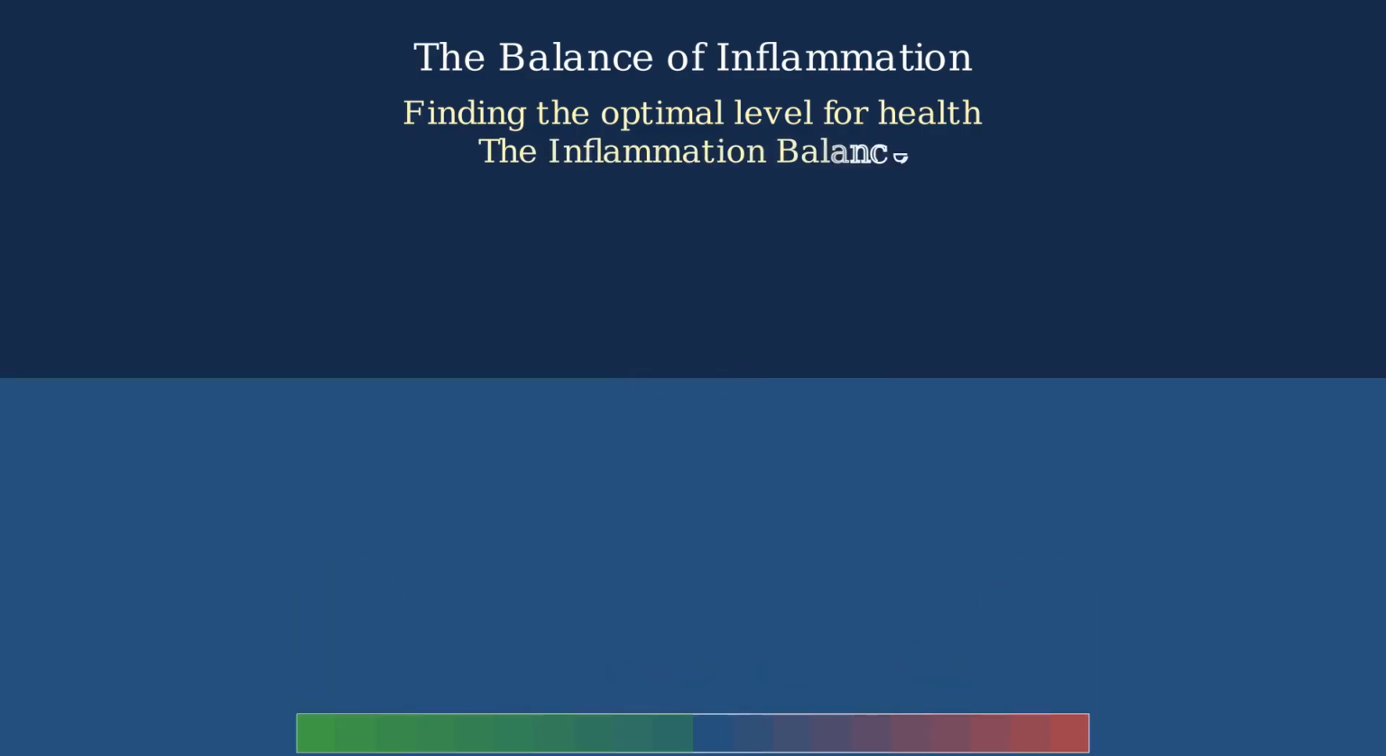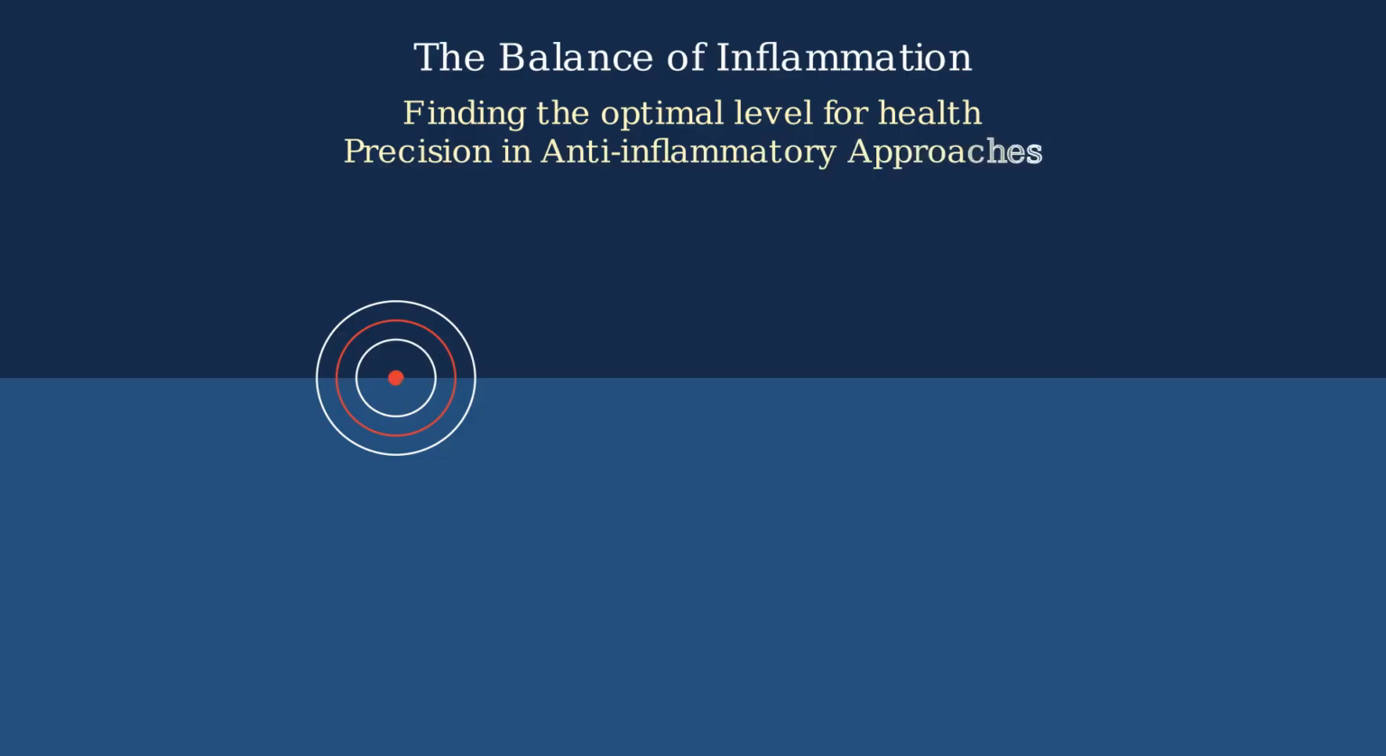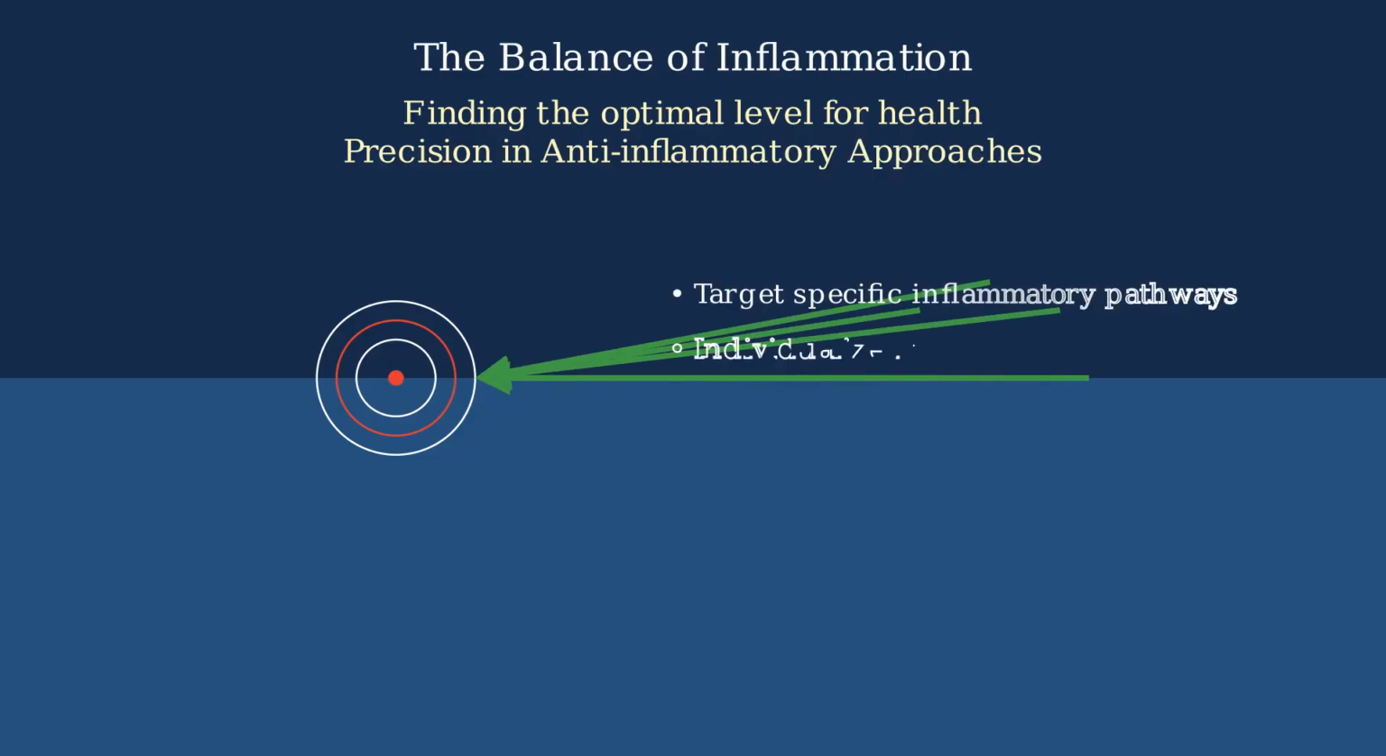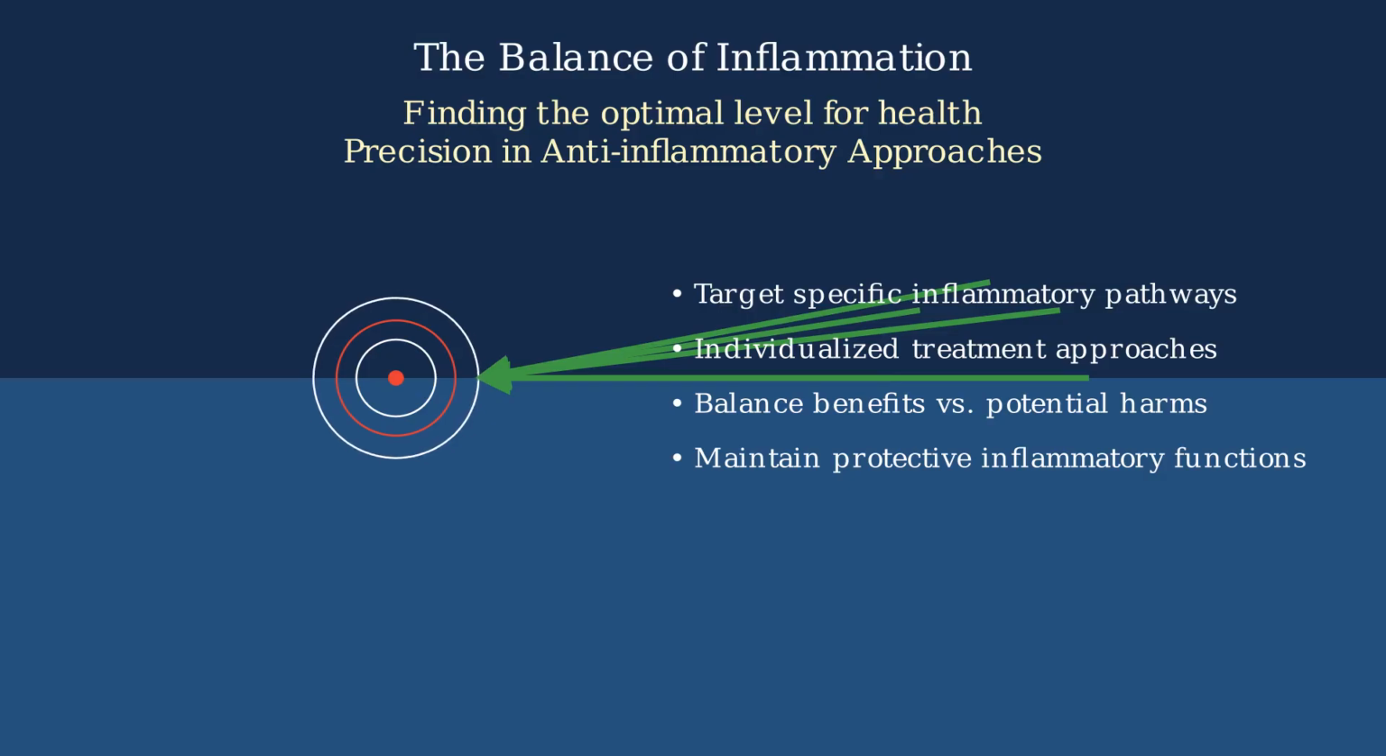Understanding this balance helps explain why inflammation must be precisely regulated. Completely blocking inflammation can have negative consequences for health. This is why precision in anti-inflammatory approaches is important. The ideal approach targets harmful inflammation while preserving the beneficial aspects of the inflammatory response.